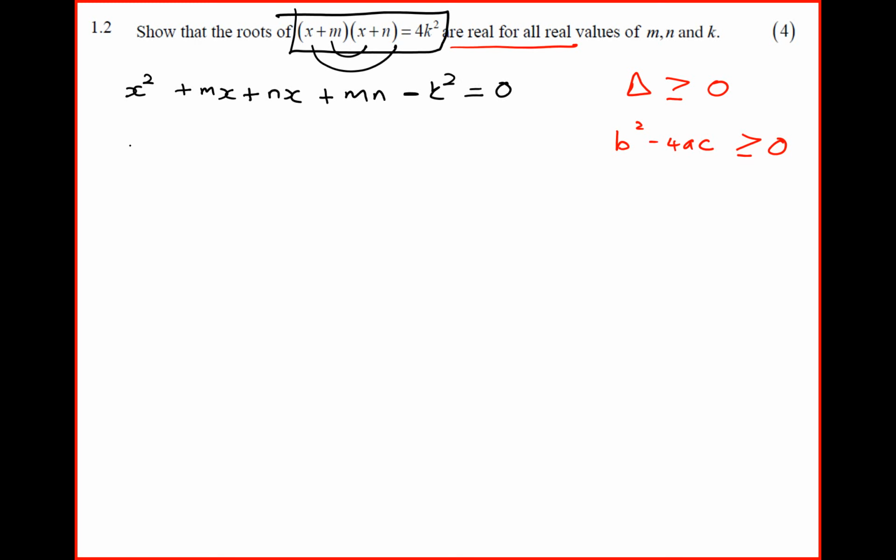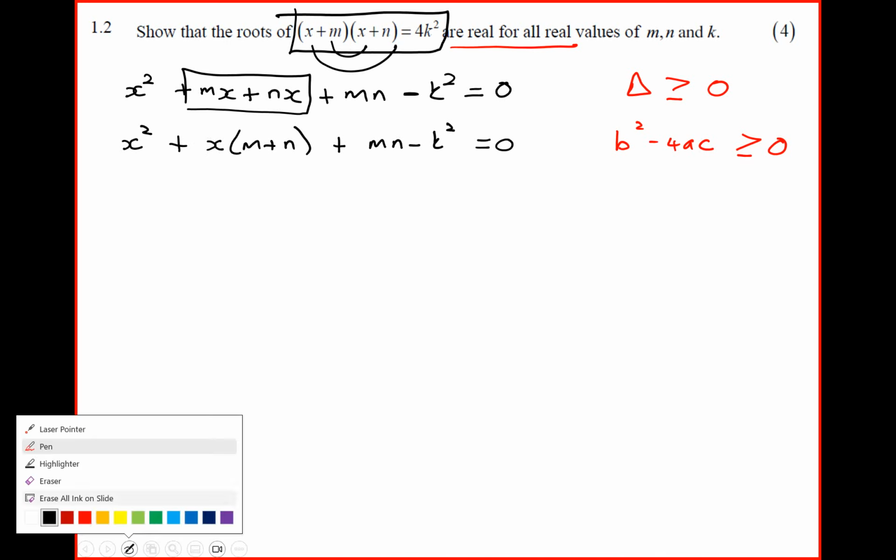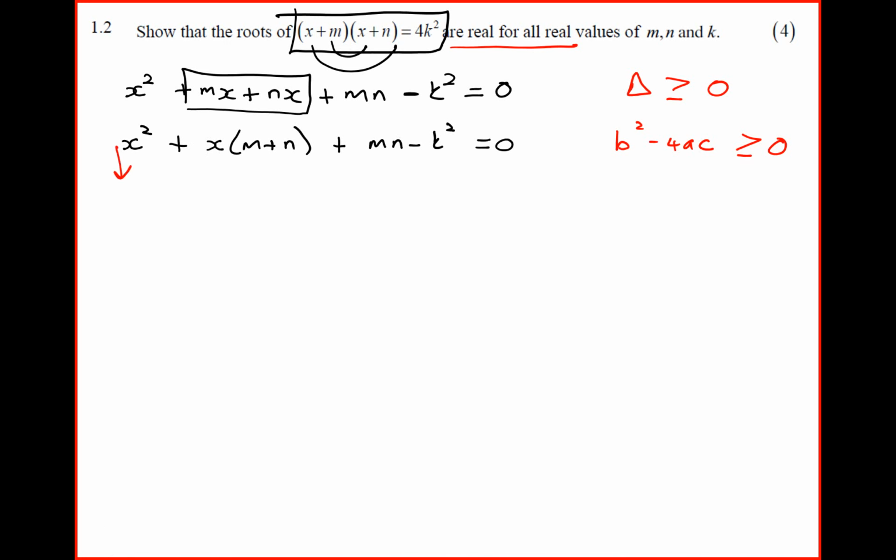So you'll notice my first term is x squared. Let's simplify that. We have two terms in terms of x, so we take out a common factor, x into m plus n. And then we have a term without an x. We know that the number next to x squared is a, and in this case a is going to be 1. The number next to x represents b. It means our b is m plus n. And the number without x is our constant.